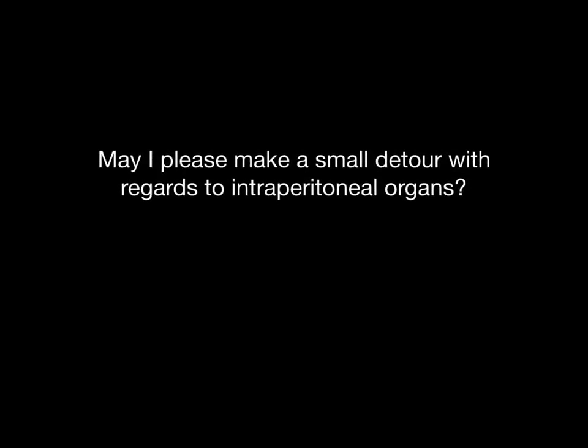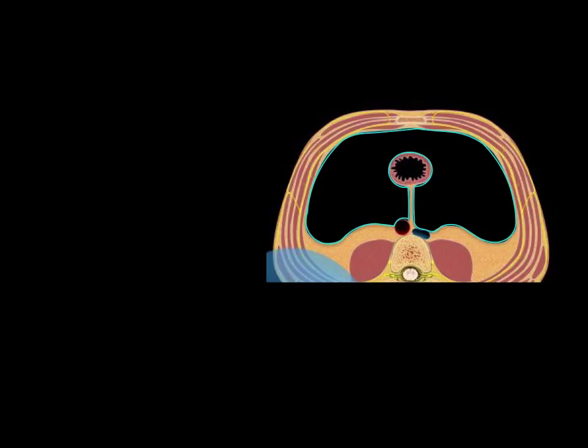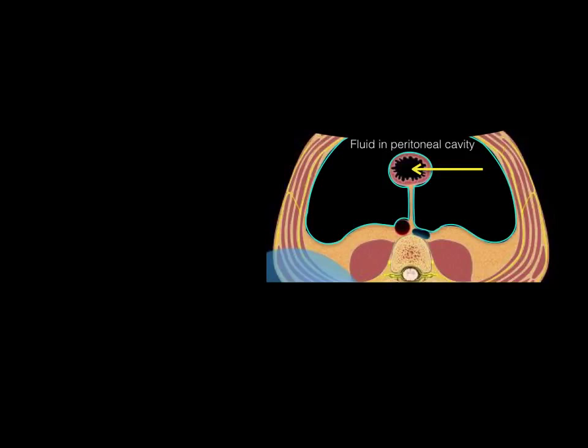All right. So now, may I please make a small detour with regards to intraperitoneal organs? So here we have that cross-section again of the abdomen, with the peritoneum in blue. Now let's take a section as if you're dissecting or during surgery and you open up the abdominal cavity. So now you're looking inside and you see that organ and you see the fluid in the peritoneal cavity.